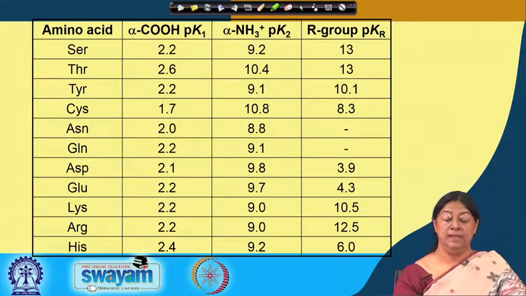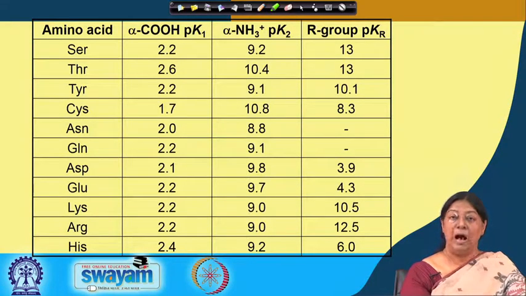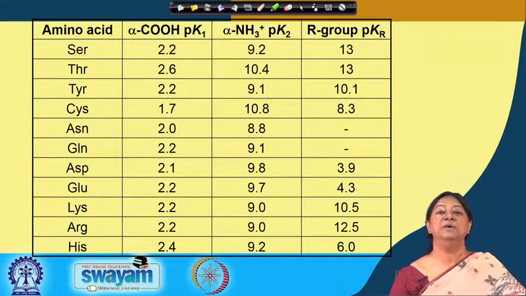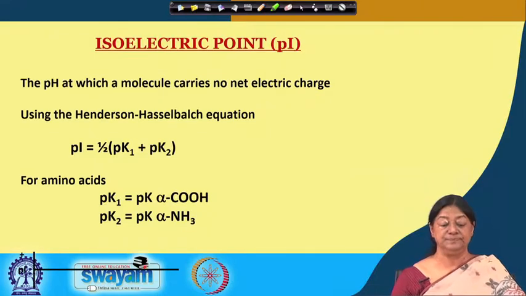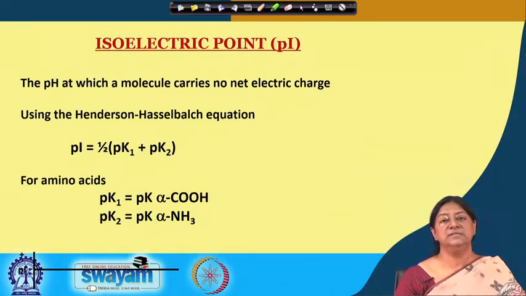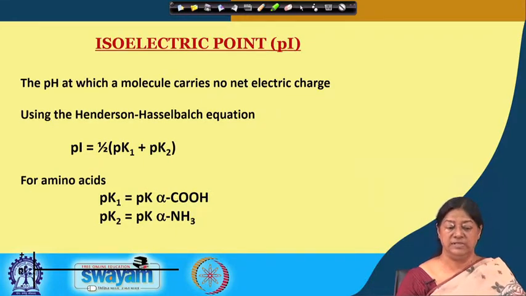pI value. We will show you how we can determine the pI value of a side chain that is ionizable. How do I determine the pI value of glutamic acid? We will see that in the next class. So, what we understand is that we have an isoelectric point of an amino acid. This is the pH at which the molecule, in this case the amino acid, carries no net charge.